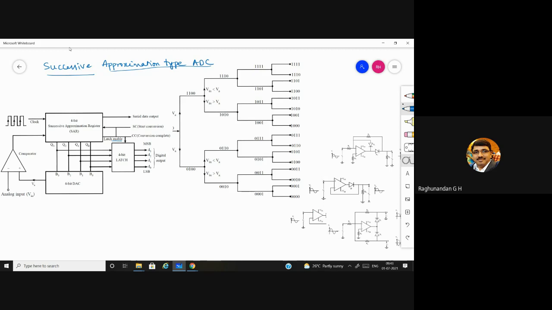Since we are going to approximate 4 bits, we are converting the given input signal into 4 equivalent bits. So that's why we are using four latches. So we call it a 4-bit latch. And finally, we are going to get the output. Along with that, we are going to have one more 4-bit DAC.